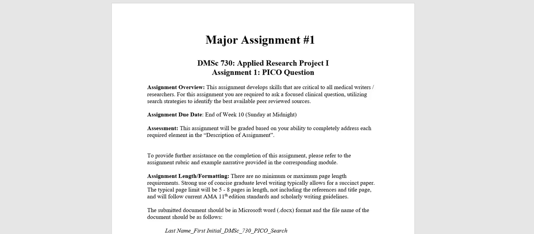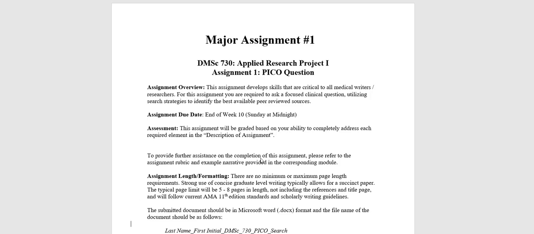And so what you're going to be doing, we'll see here in just a little bit. The assessment is your ability, or you're going to be assessed on your ability to address the required elements which are below in this document. And the scoring rubric is also at the end of this document.